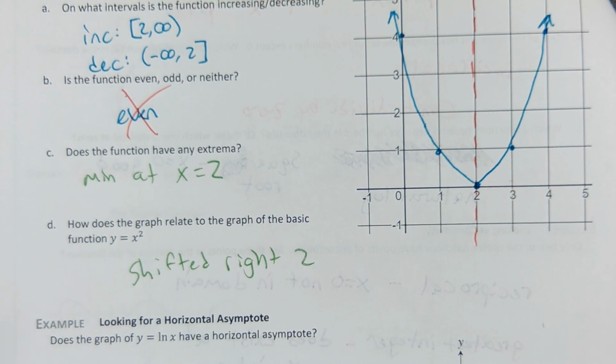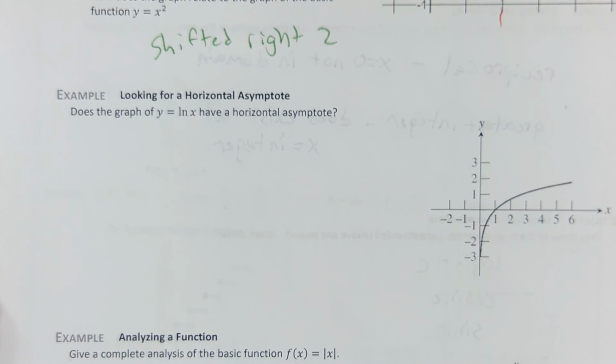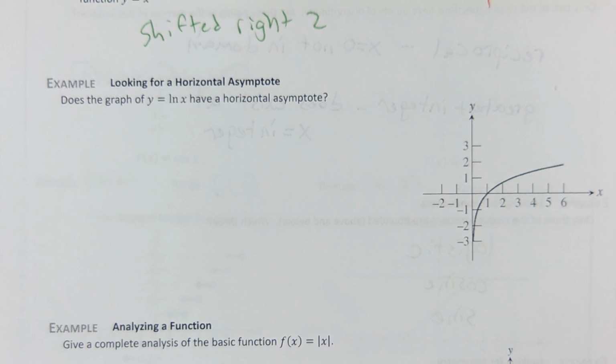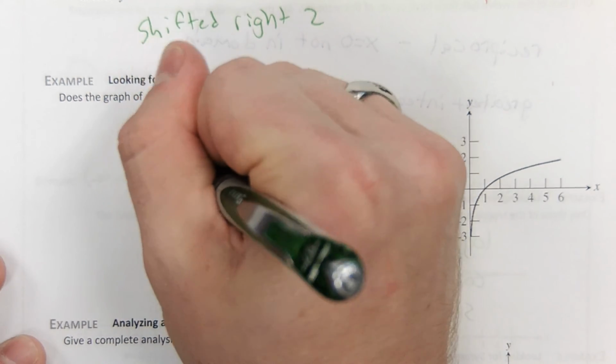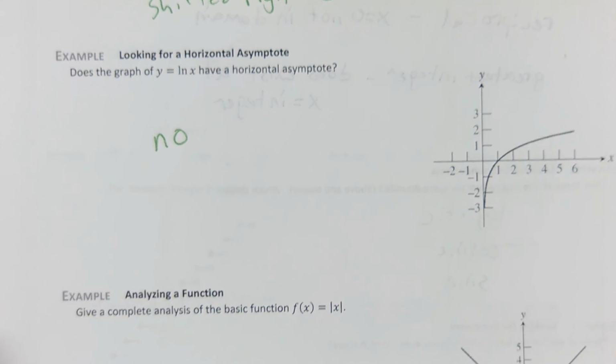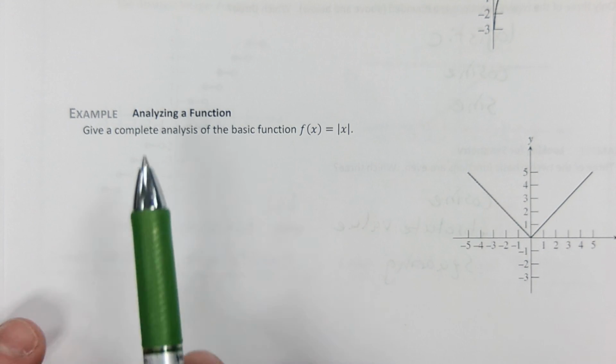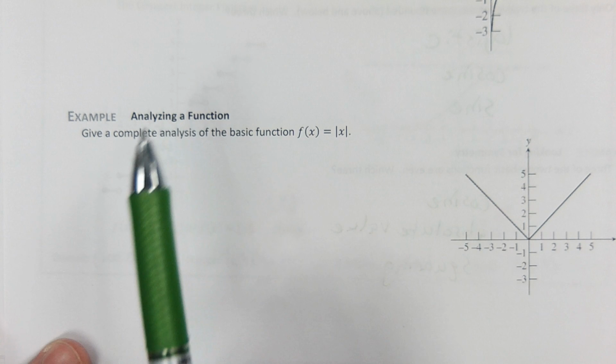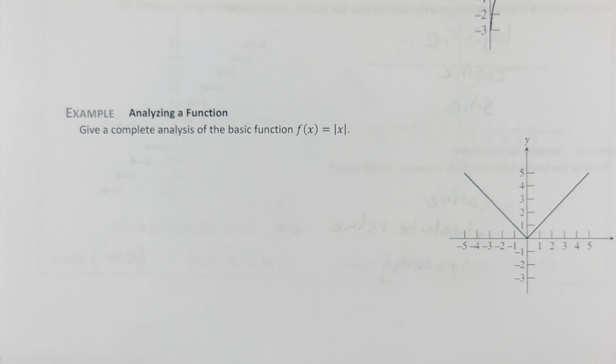The next question. Does this graph have a horizontal asymptote? No, it doesn't. Because its range, remember, is negative infinity to positive infinity. It goes up forever. It's just really slow. And the last one, we actually already did it. When you go to do your homework, when it says analyze, that just means say all the things you could say about it. Well, we're just going to say describe it.